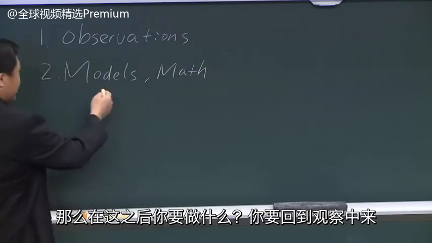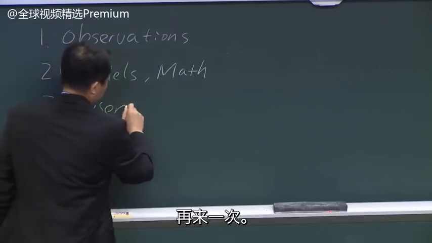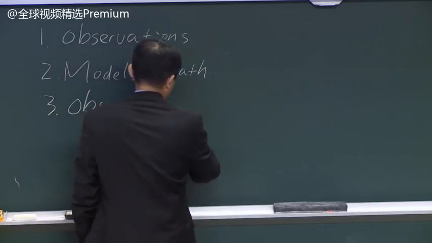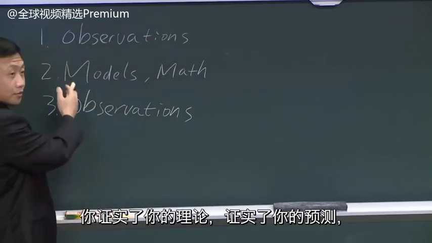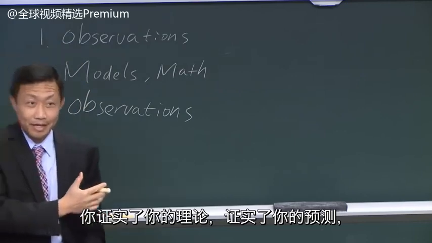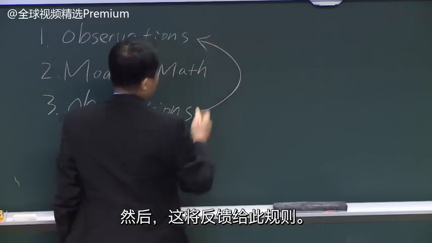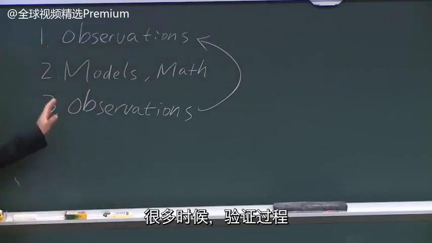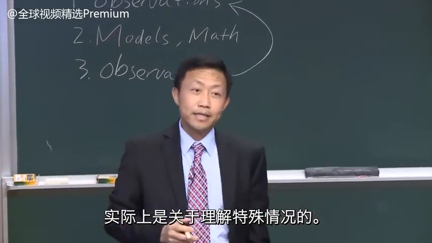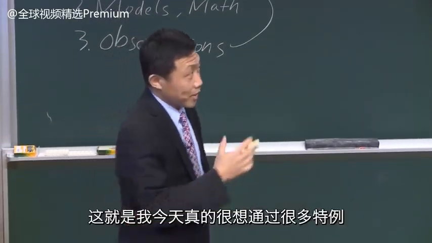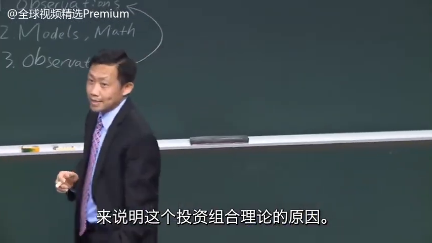So what you do after this, you come back to observations again. You confirm your theory, verify your predictions, and find your error. Then this feeds back to this loop. And a lot of times, the verification process is really about understanding special cases. That's why today I really want to illustrate the portfolio theory, use a lot of special cases.